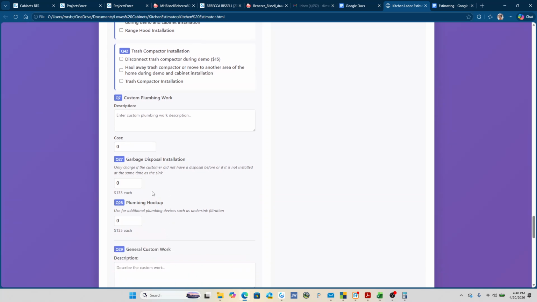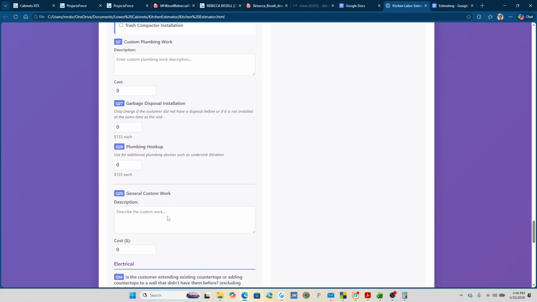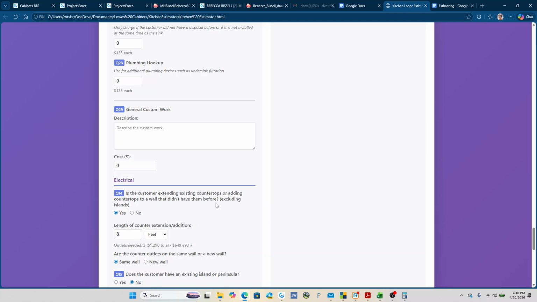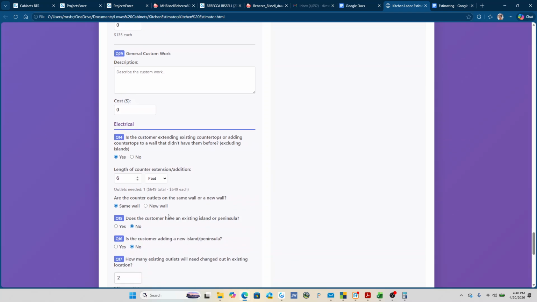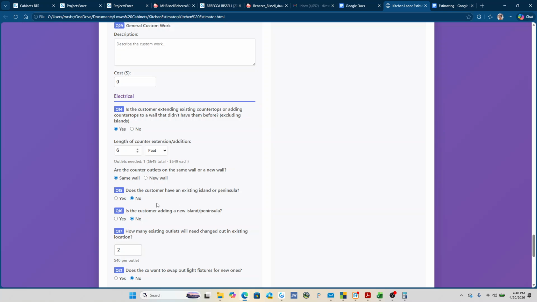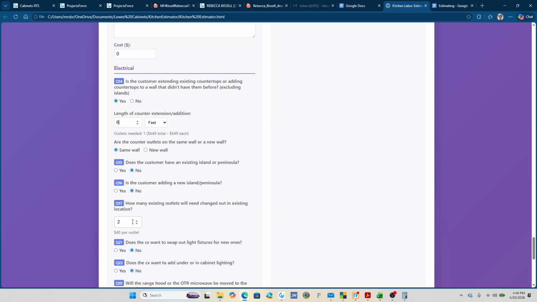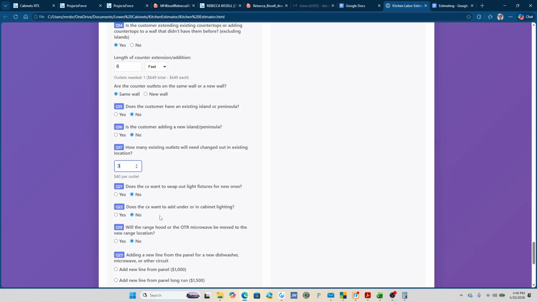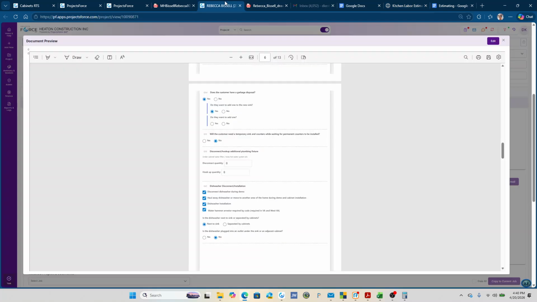Alright, so garbage disposal installation, it'll be included with the sink because they already had one before. General custom work, we're going to take a look and read the notes. Alright, we know that I put they were adding 8 feet of cabinets, however, they're not. We're only going to have to add one because that other one down there is not a countertop, it's a pantry. Are the counters on the same wall? Does the customer have an existing island or peninsula? No. Is adding a new island or peninsula? No. I saw at least 3 outlets that need to be swapped out. No new light fixtures. Let's go back and let's check our form here.